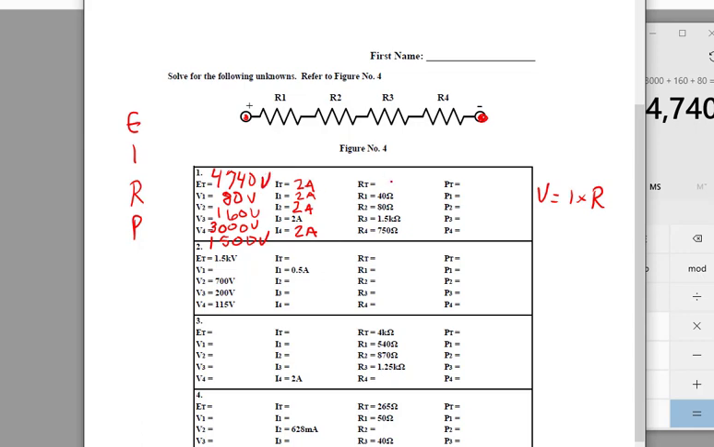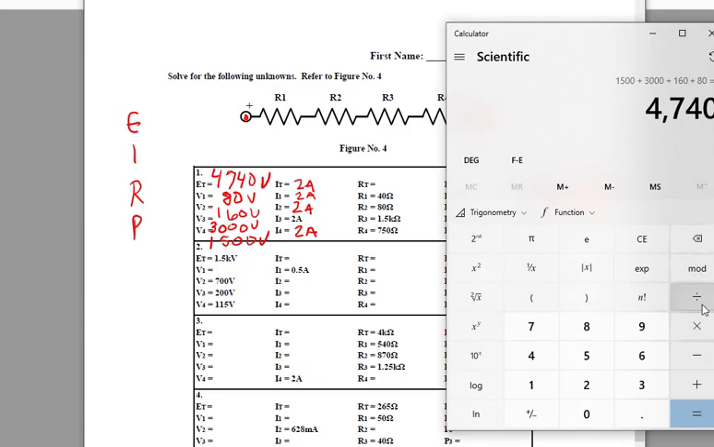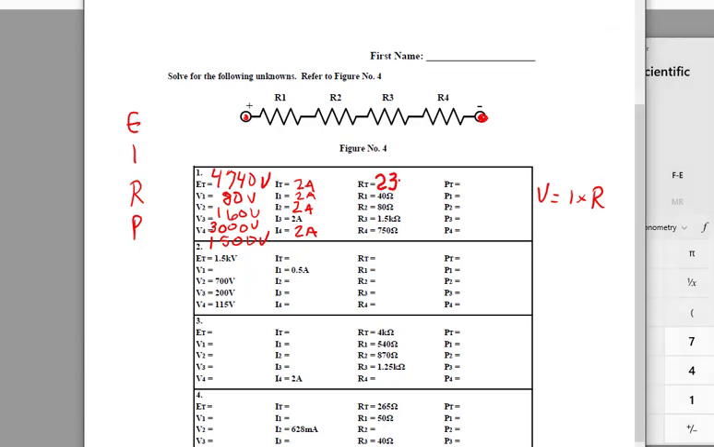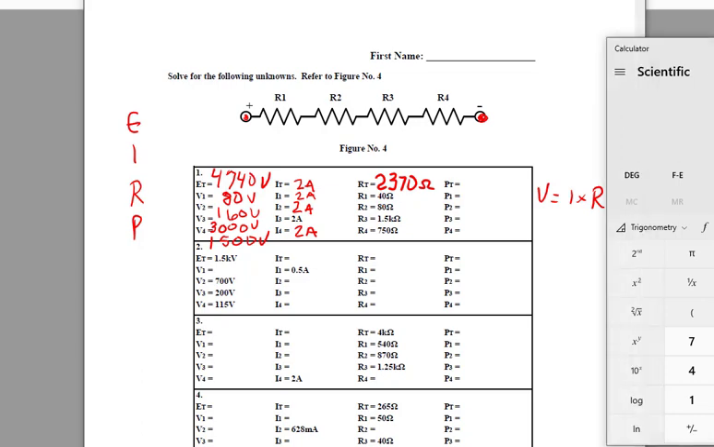You can calculate RT and PT. Alright, so we know that 4,740 divided by 2 is going to be 2370. Okay, so we come up here, 2370 ohms. Now to check that, using Ohm's law, we know that this plus this plus this plus this should equal our RT. R1 plus R2 plus R3 plus R4 will equal RT.